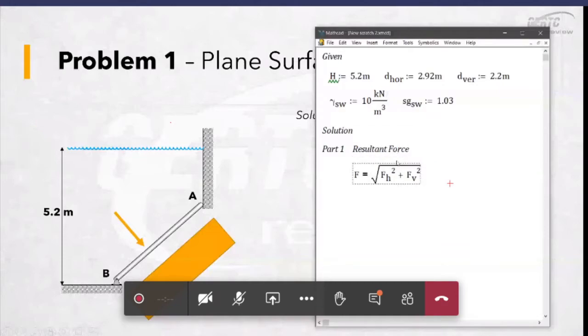Since we are dealing with plane surfaces, we have the luxury to use this one, and that is force is equivalent to the pressure at the center of gravity times the area. Ganun lang ka-simple, alright? If you use the component method, pwede rin, but let me tell you, kapoy ra gyud. So in dealing with plane surfaces, gamita na ni siya when you are asked to calculate the resultant force.